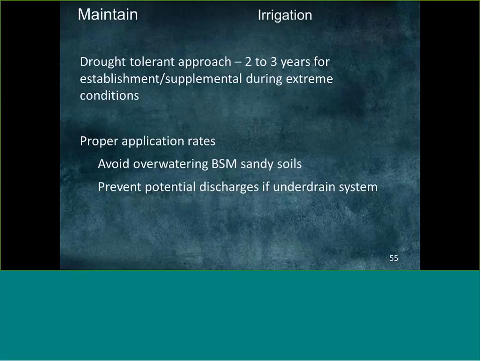So back to the irrigation piece, the drought tolerant approach, you've got a year, 2 years, 3 years of establishment, and then if you've got native plants in there, you can go to reduced watering except during extreme conditions. One thing that's important to know about are the application rates, because the soils are so free draining, and in a system where you have a perforated pipe underdrain, it's important that you're not overwatering and the water's actually running off out of your system through the underdrain.